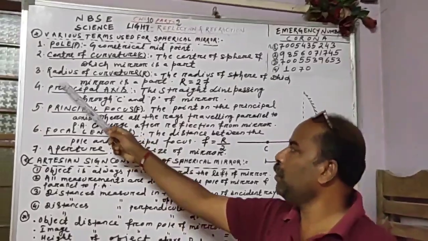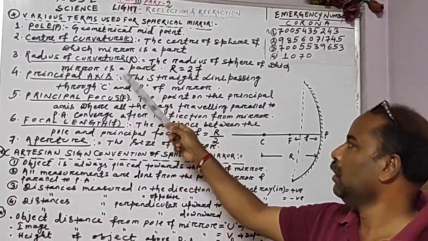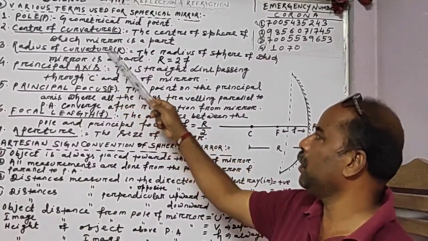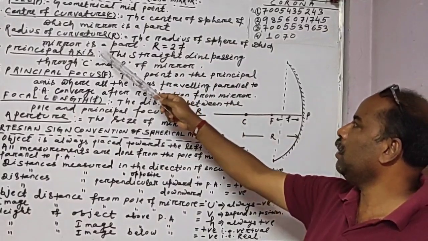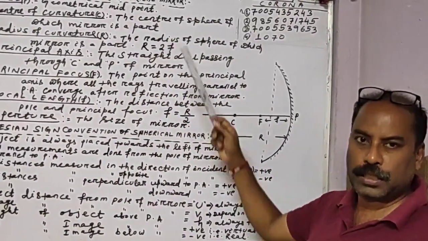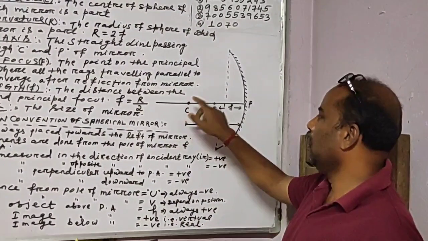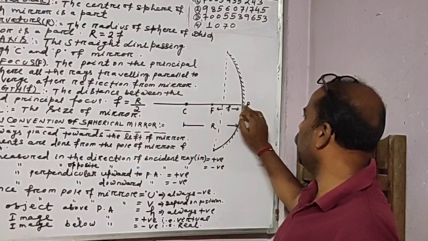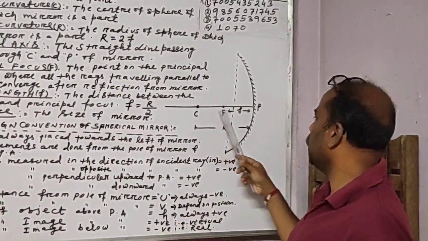Now, the third point is the radius of curvature, which is denoted by capital R. Let us see the meaning of radius of curvature. It is the radius of the sphere of which the mirror is a part, and the formula is R equals 2f. The meaning is that from the center to the mirror, any line joining is called the radius of curvature.